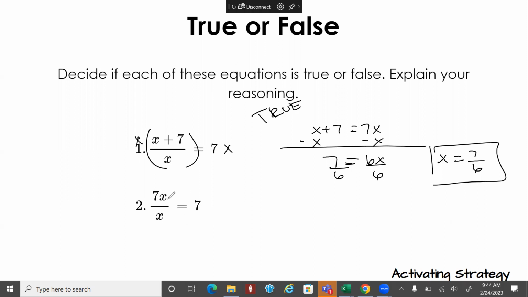Okay, on the second one, is there any number that I can plug in to make this equation true? 1 would work. Okay, would 2 work? Yeah. Would 3 work? Any number would work. So this is true always, right?